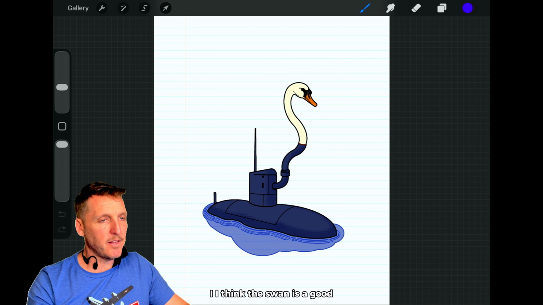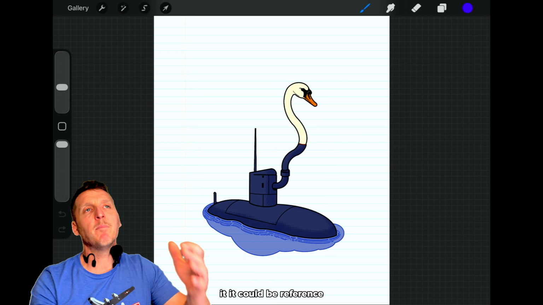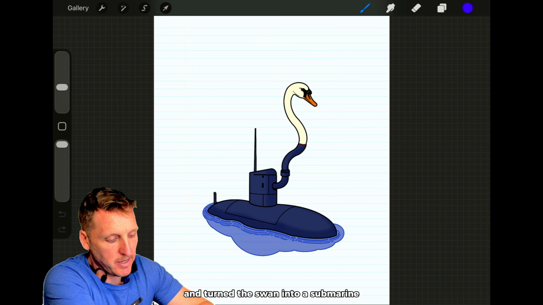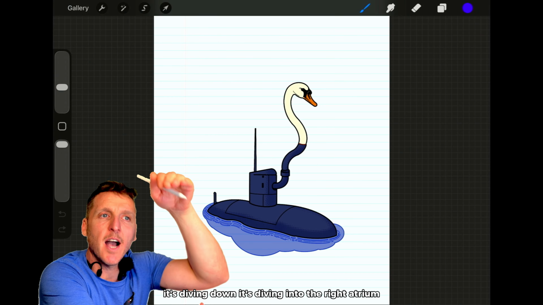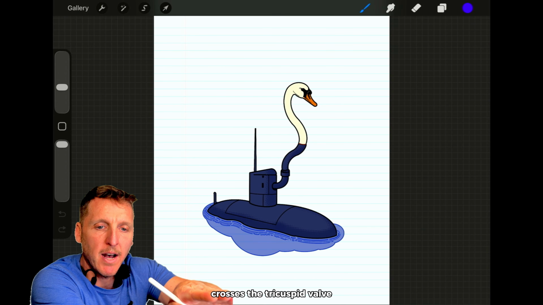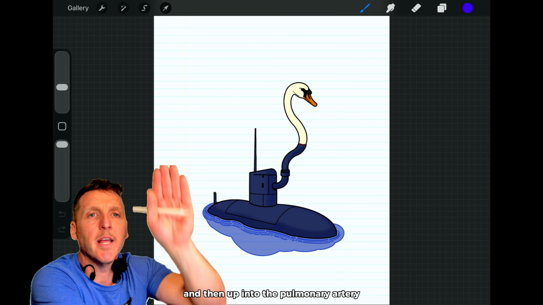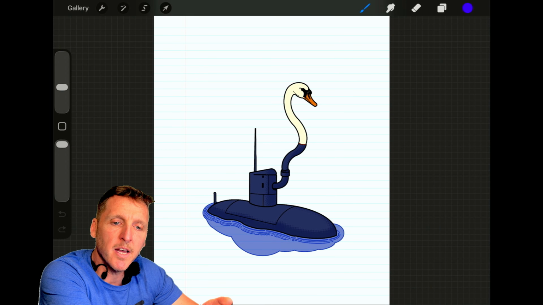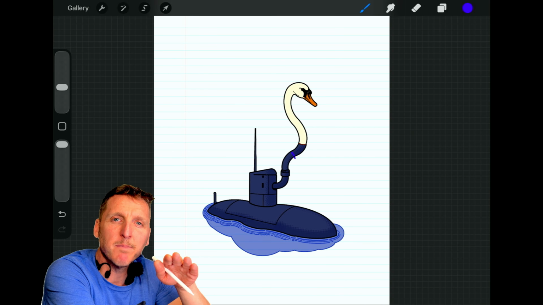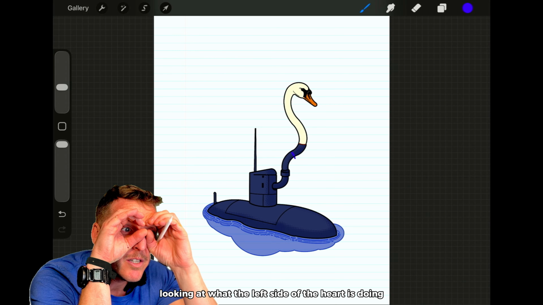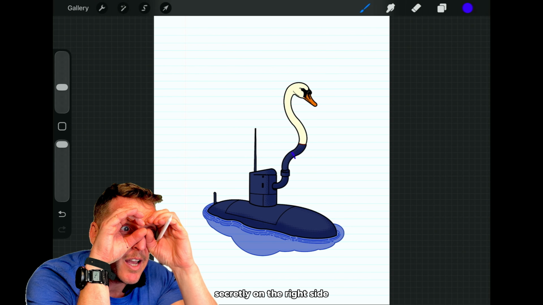Thermistor. I think the Swan could be referenced like a ship in a bottle. Kind of went a little further and turned the Swan into a submarine because it's diving down. It's diving into the right atrium, crosses the tricuspid valve, goes into the right ventricle, and then up into the pulmonary artery. The ship in the bottle thing is good, but this is much better because it's like a spy. It's like a swan spy, looking at what the left side of the heart is doing secretly from the right side.